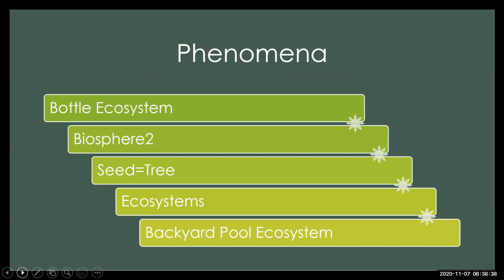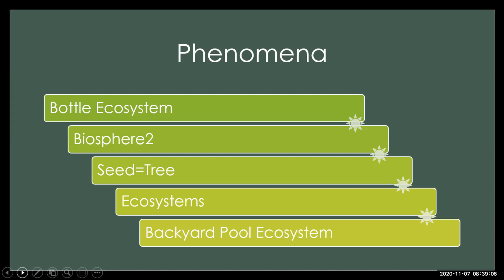So in this learning sequence, we have many phenomena, and we start with our anchor phenomenon, which is a bottle ecosystem. We have the students create an ecosystem in a bottle to watch and to manipulate throughout the unit so that they can see the changes in a system right in front of their eyes, to model the system that is around them in the world.